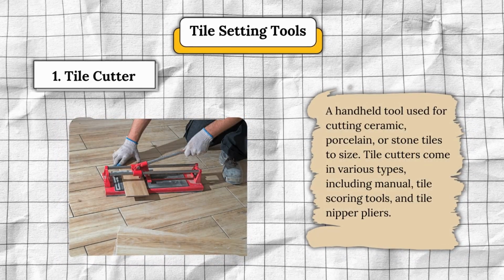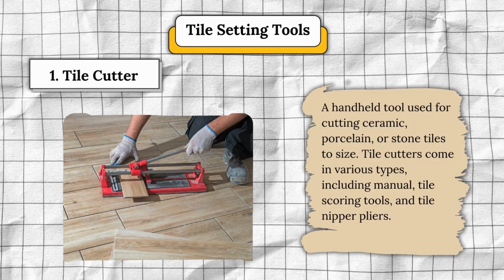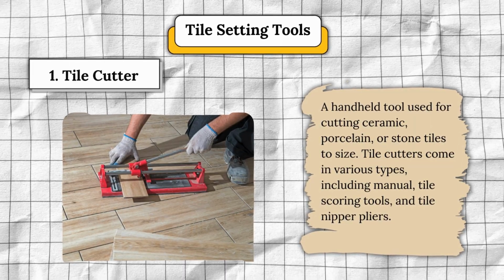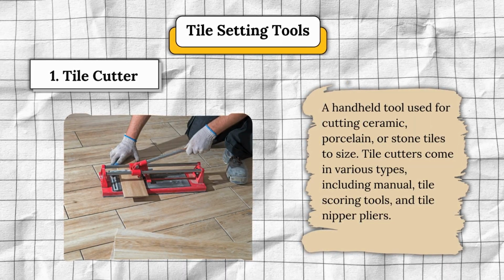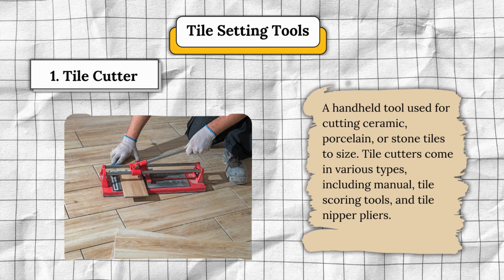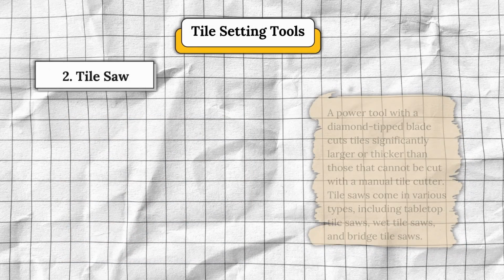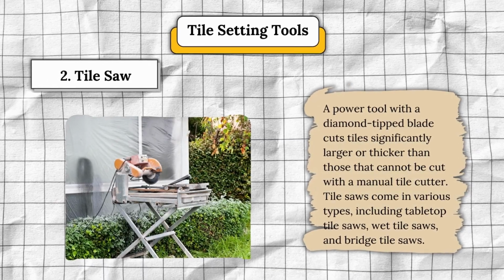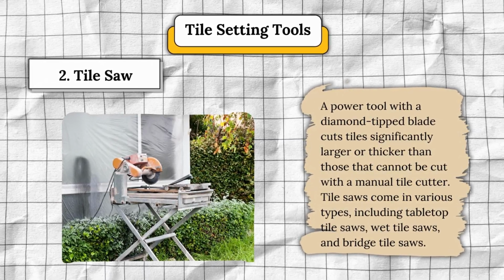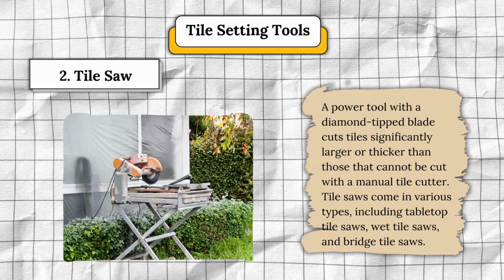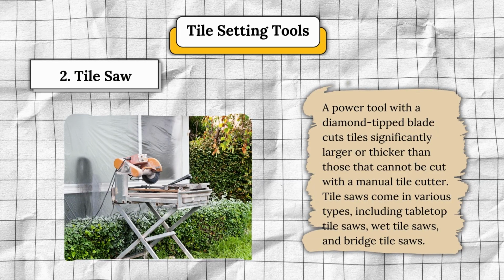Number 1. Tile cutter. A handheld tool used for cutting ceramic, porcelain, or stone tiles to size. Tile cutters come in various types, including manual, tile scoring tools, and tile nipper pliers. Number 2. Tile saw. A power tool with a diamond-tipped blade cuts tiles significantly larger or thicker than those that cannot be cut with a manual tile cutter.